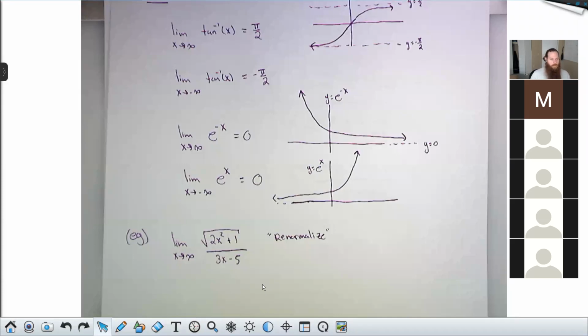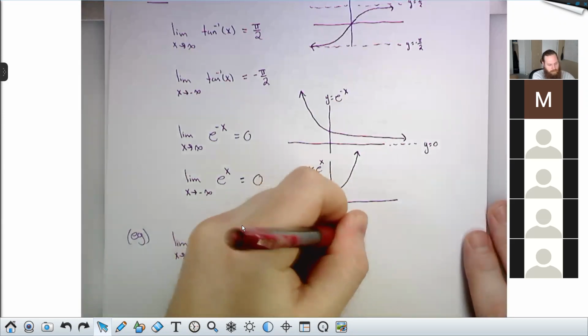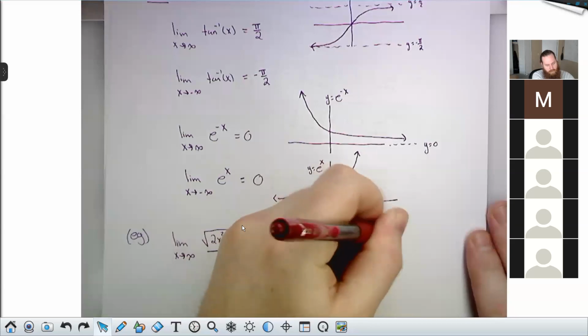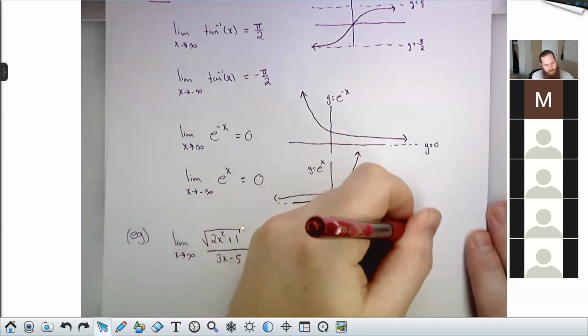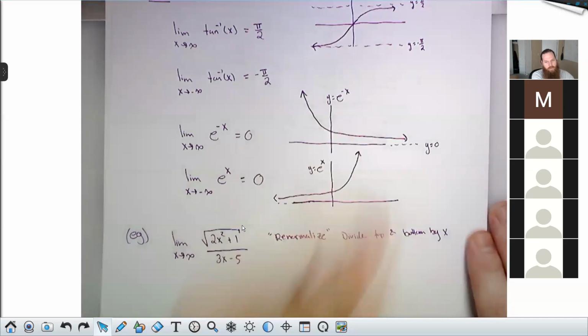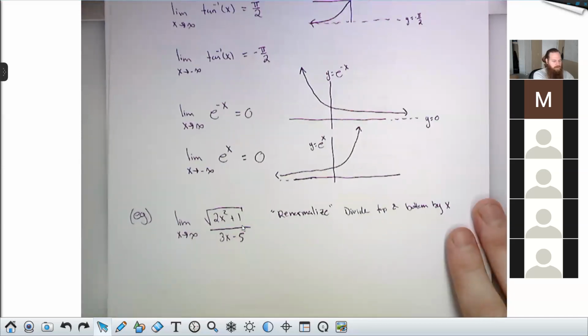Okay. I want to renormalize. The fastest growing term in the denominator is this 3x, in particular this x here. The fastest growing term in the numerator is this x squared, but it's underneath a square root, so it's really only growing at the speed of x. So here I will divide top and bottom by x. But the algebra steps here are a little sneaky because it's not easy to divide this quantity here by x. So let me show you what we do.